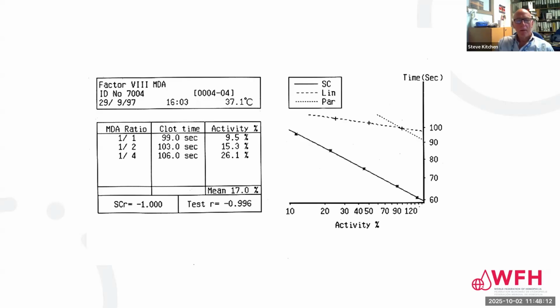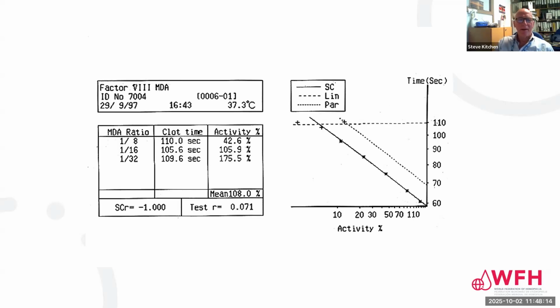Next slide, please. And the same plasma, when analyzed at higher dilution, gives increasing activity estimates for the 3 additional dilutions: 42, 105, 175. So this is a patient with a lupus anticoagulant. The lupus anticoagulant is interfering, and the impact of that interference is greater at the lower dilutions than at the higher. So we're approaching closer and closer to the real concentration at the higher dilution. This is the reason why it's really important to test 3 test sample dilutions. Next slide, please.